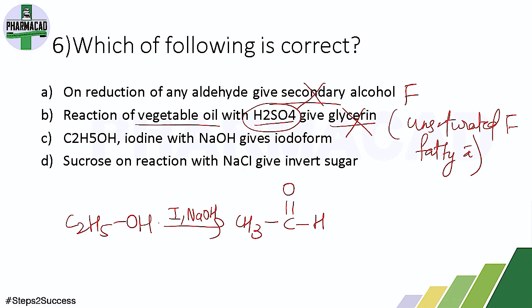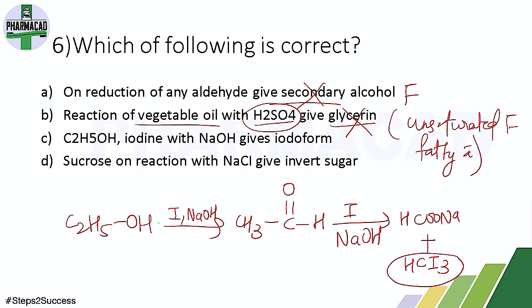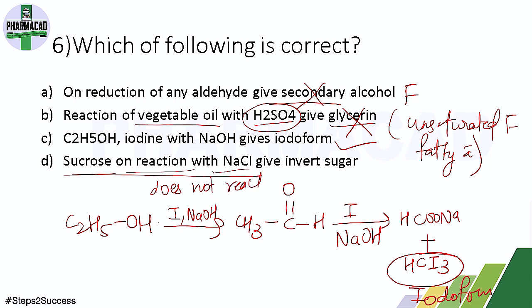When we treat it again with iodine and NaOH, it will give HCOONa, that is sodium formate, plus CHI3, which is iodoform. So it gives iodoform. Yes, it gives. The last one is sucrose on reaction with NaCl gives invert sugar. No, sucrose with NaCl does not react. So this statement is false.